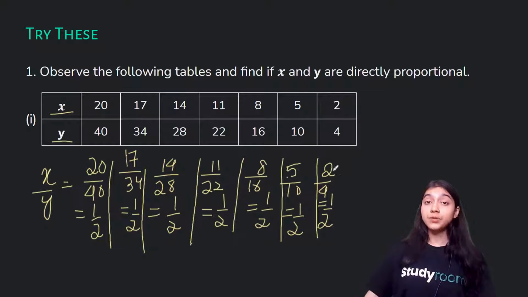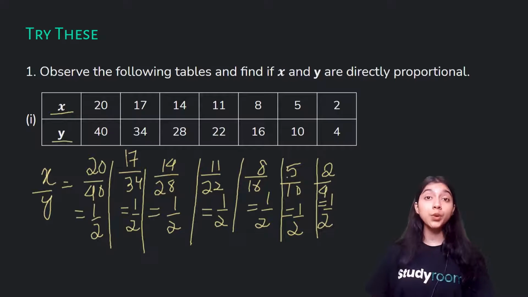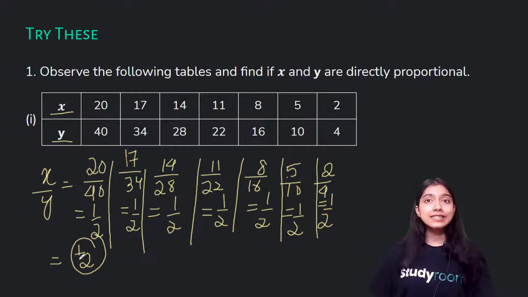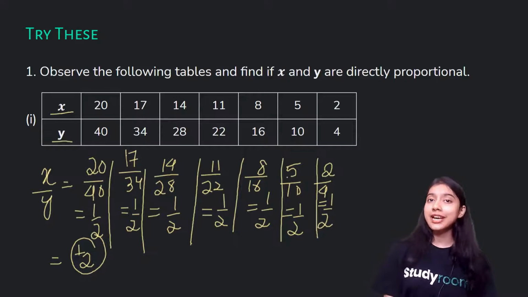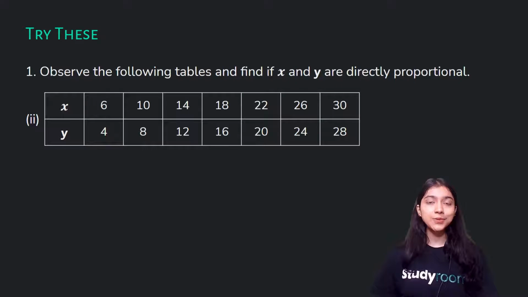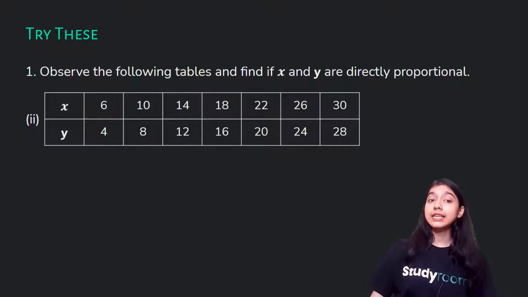So here we can observe that the ratio of the two variables x and y is a constant, that is 1 by 2. So we can say that yes, x and y are in direct proportion. Let us try solving another similar type of problem and check whether the variables x and y are in direct proportion or not. The table given below is x and y, and first up is 6 and 4.